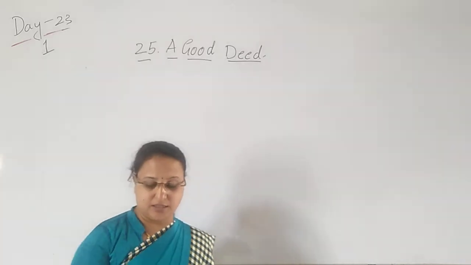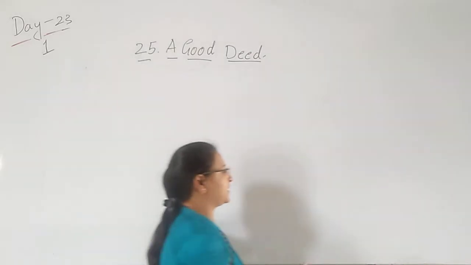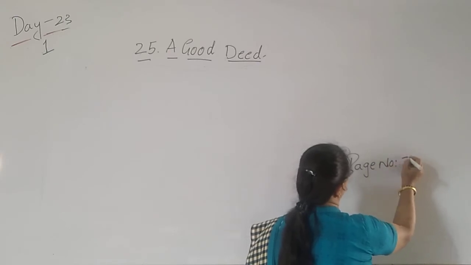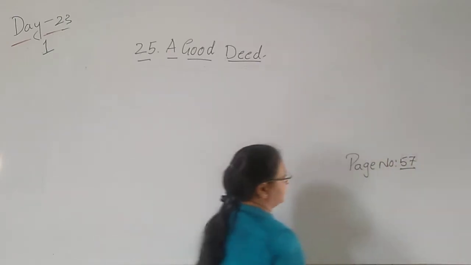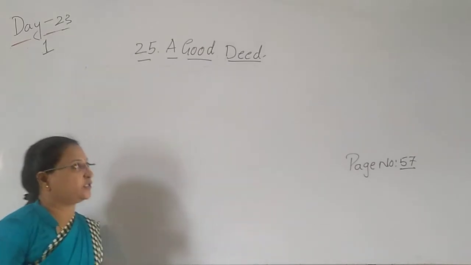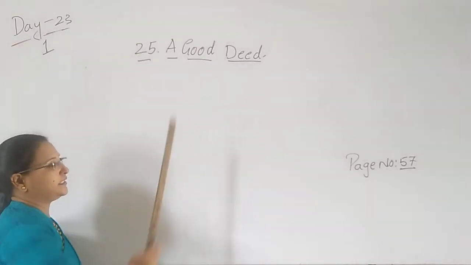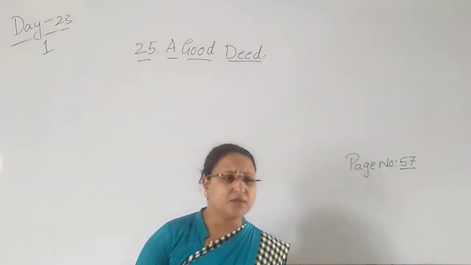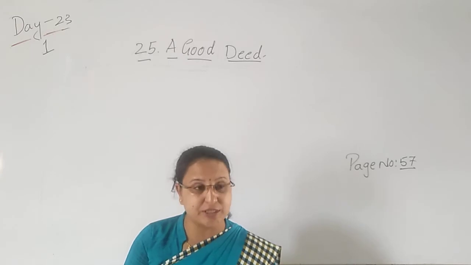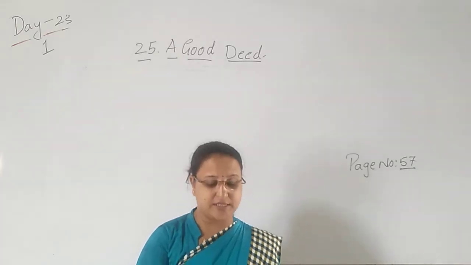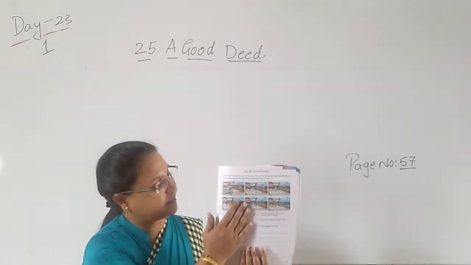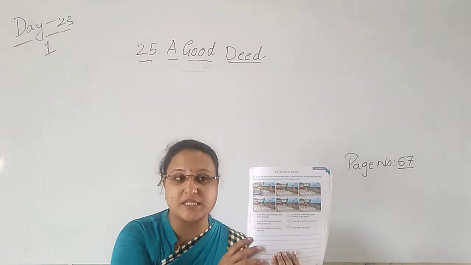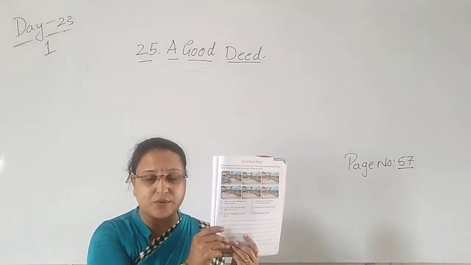So here, children, the page number of this topic is page number 57. Page number 57, and the topic is a good deed. What is the topic? A good deed. So here we have to identify the pictures given here. Yes, we can see 6 pictures are given, children. Yes, 6 pictures. 1, 2, 3, 4, 5 and 6. How many pictures are there, children? 6 pictures.